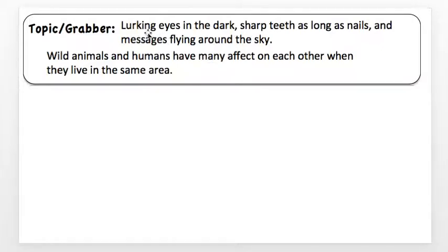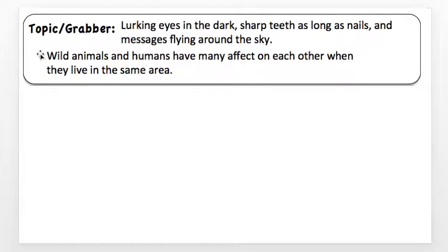I would first place my grabber, something that's going to catch my reader's attention. Lurking eyes in the dark, sharp teeth as long as nails, and messages flying around the sky. So as you can see, I've described each of the different animals that we learned about, something that describes them in a way that makes my readers think, what in the world is going on? Like lurking eyes, sharp teeth, messages in the sky? Like that's all really, really weird. So they're grabbed in by that grabber and they're wanting to read more.